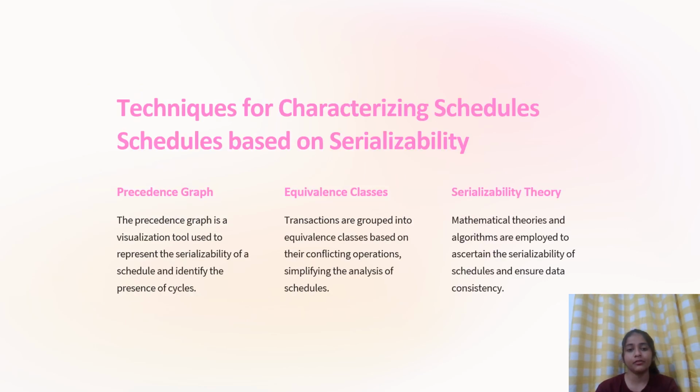Now let's see the techniques for characterizing schedules based on serializability: precedence graph, equivalence classes, and serializability theory. The precedence graph is a visualization tool used to represent the serializability of a schedule and identify the presence of cycles. Equivalence classes: the transactions are grouped into equivalence classes based on their conflicting operations, simplifying the analysis of schedules. Serializability theory: mathematical theories and algorithms are employed to ascertain the serializability of schedules and ensure data consistency.